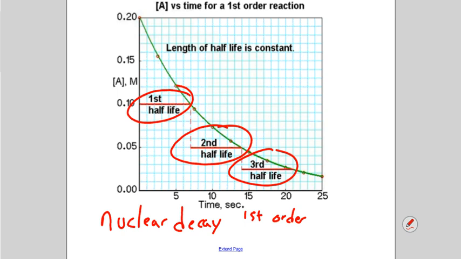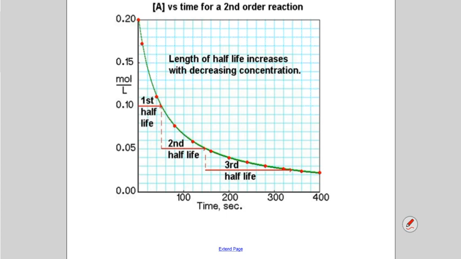So if you guys remember back to nuclear decay, you'll remember that it always decays at the same rate. That's because it's a first order process. Half-life is independent of concentration, so it's always going to be the same half-life no matter if you're starting with 0.2 or 0.1 or 0.05 molar. It's independent, which is why there is no initial concentration in that equation.